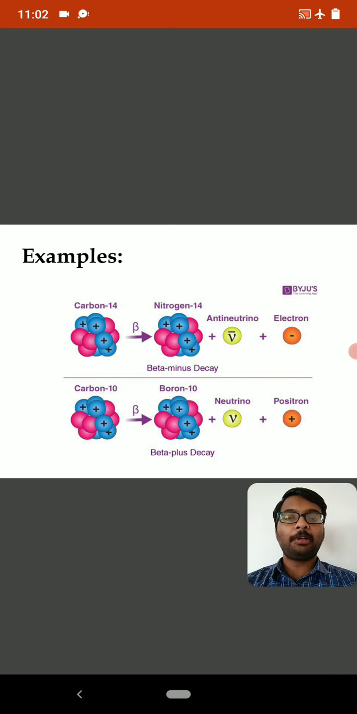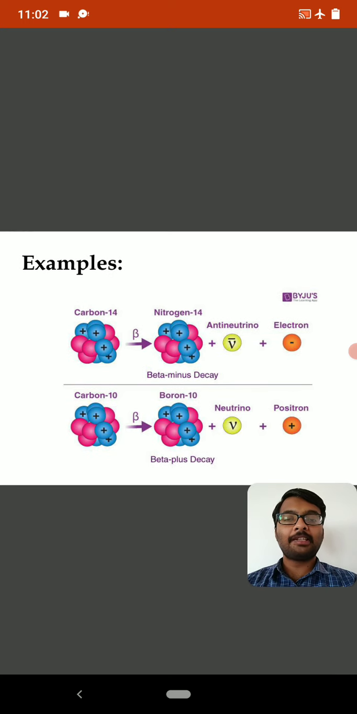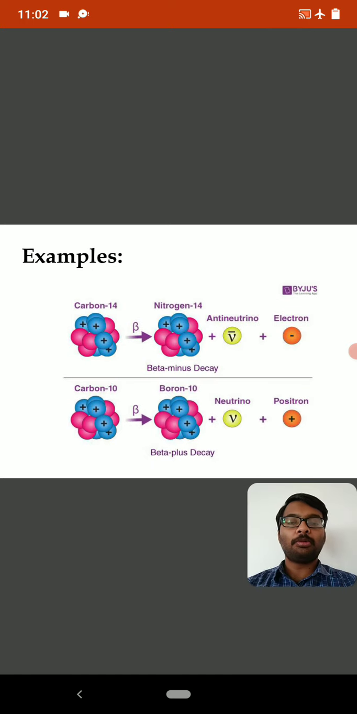It is converted into nitrogen 14, which has 7 protons and 7 neutrons. Means in this process 6 protons becomes 7 protons, whereas 8 neutrons becomes 7 neutrons. So neutron is decreased by 1 and proton number is increased by 1 unit. So in this conversion, the electron and antineutrino are emitted. So this is one of the examples for this beta minus decay.